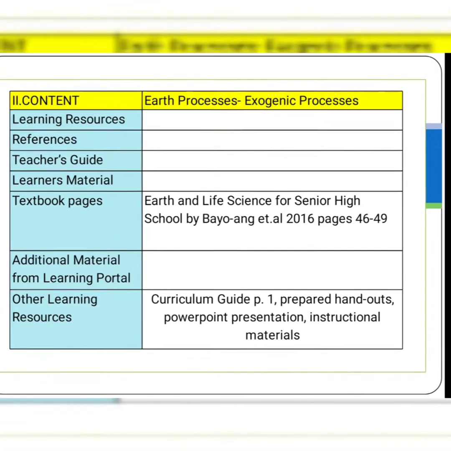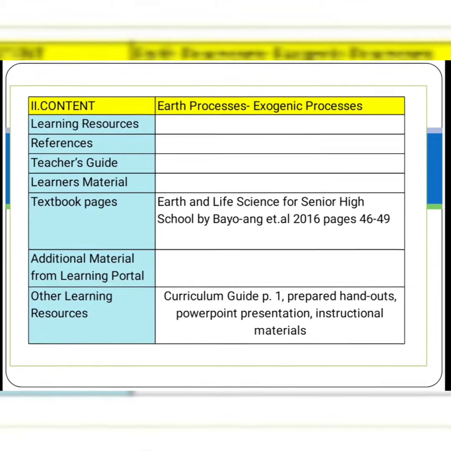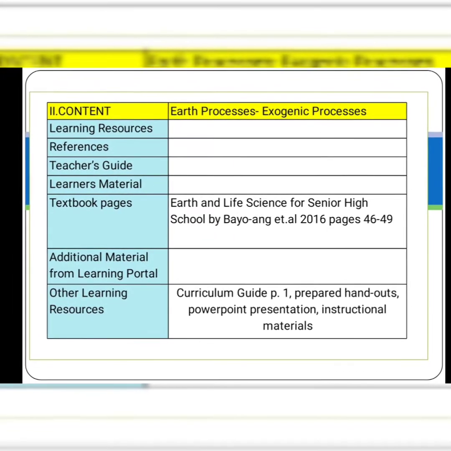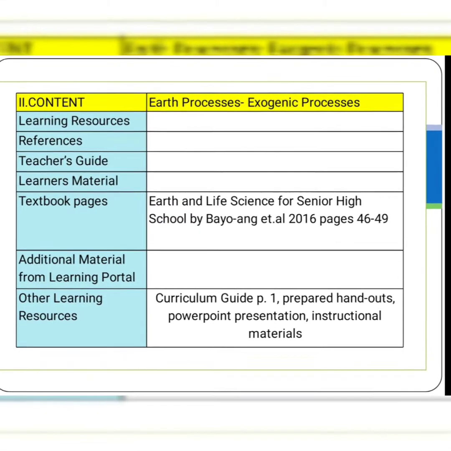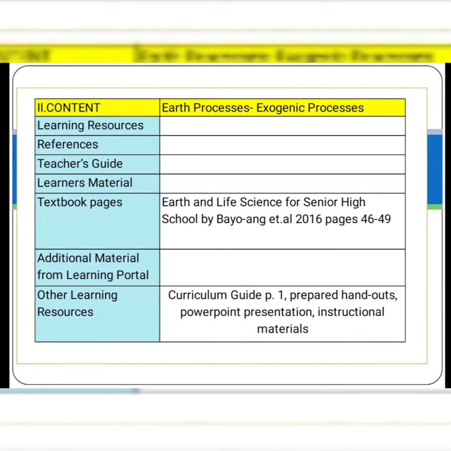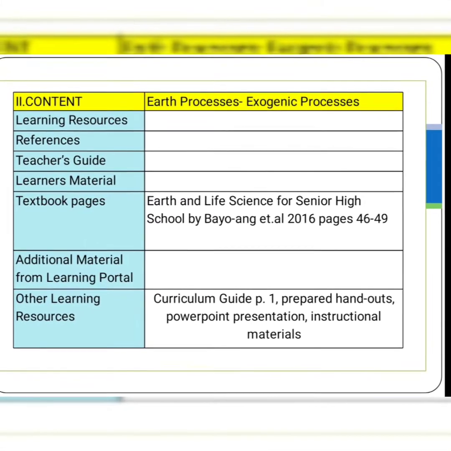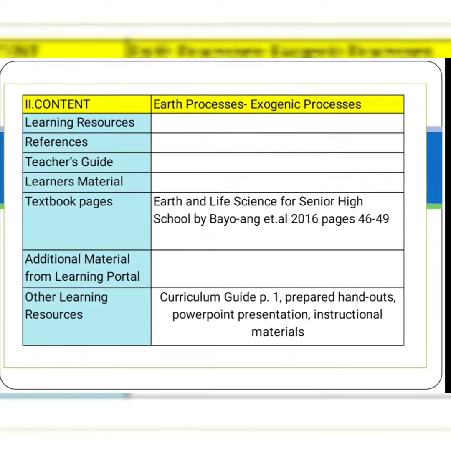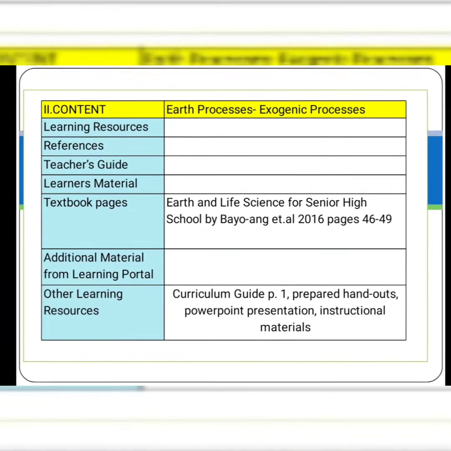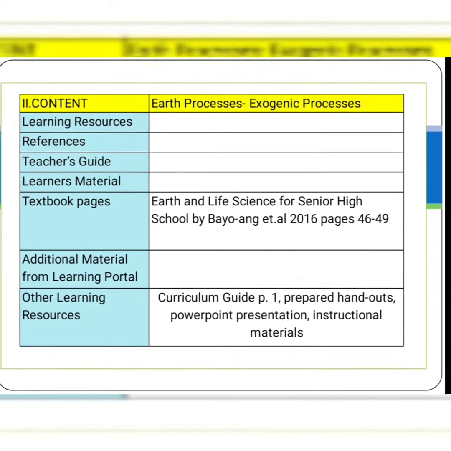Of course, your other learning resources, like your materials, presentation, video, you can write there. If you use pictures, then you can include them there. And then the handout, for example. Always remember that when you do the demonstration teaching, you have to get at least 3 references, be it online or textbook, so that you can have different sources of information.